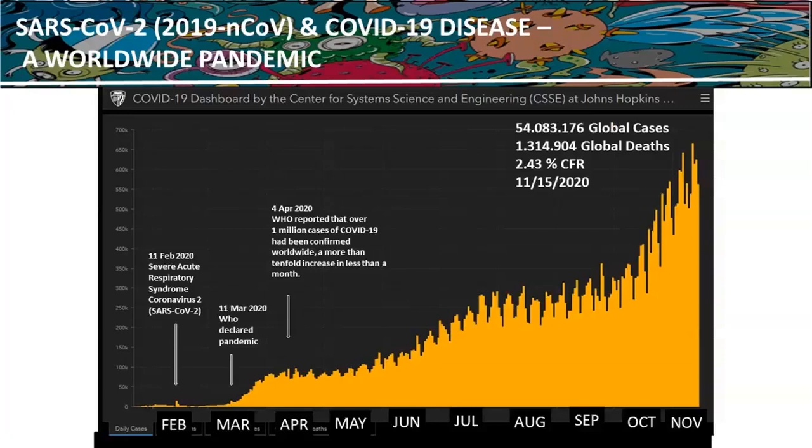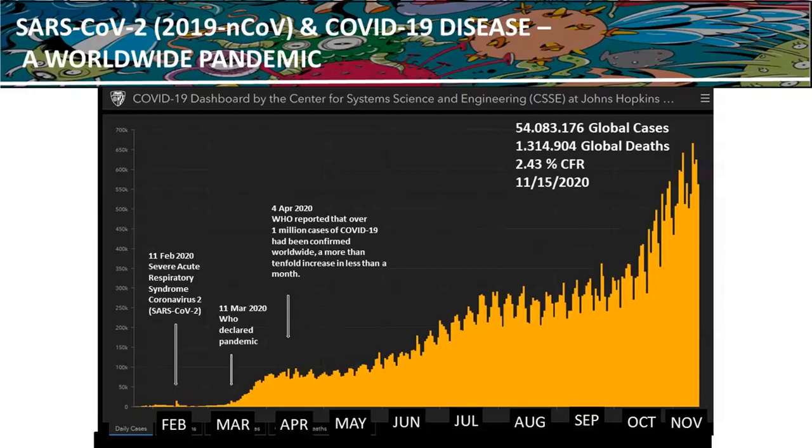That's a really different number. You see, we have now, since March to November, so it's up to 6 or 8 months, 54 million global cases and up to 1,300,000 global deaths. So that's a case fatality rate of 2.43. It's not as high as the other two coronaviruses, but it's a number and it spread quite fast.